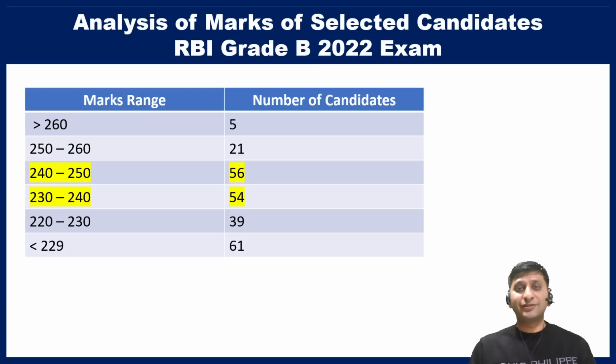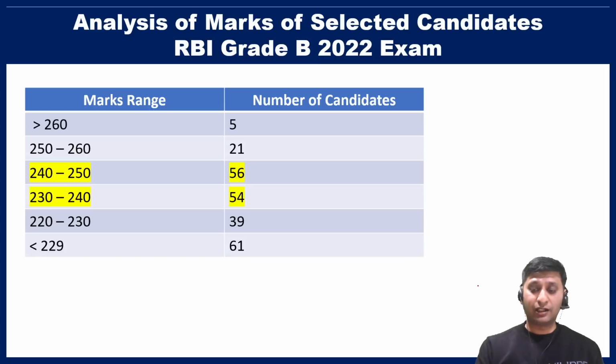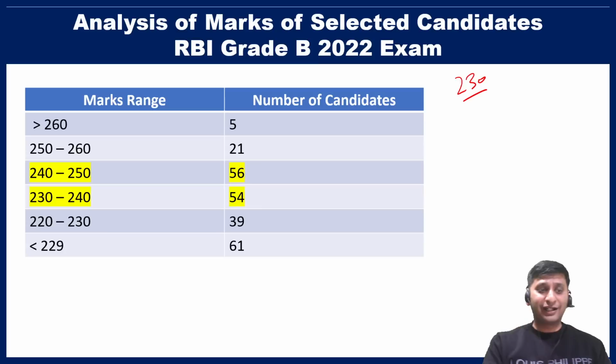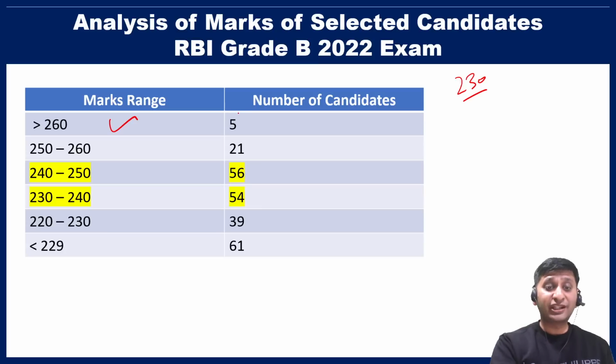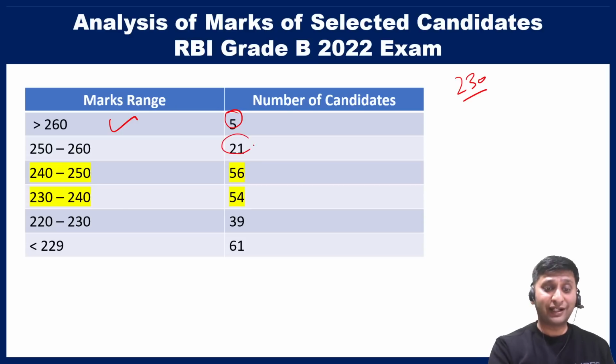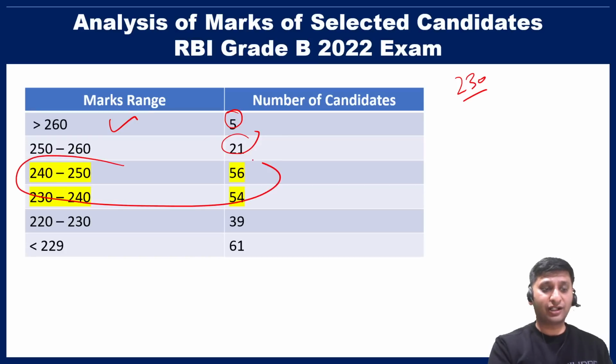Now we will analyze the marks of candidates who have cleared the RBI Grade B 2022 exam. First, I want to discuss the range of marks. So we know the cutoff this year for the unreserved category was somewhere around 230, 232 if I remember correctly. If you see the marks range greater than 260, there were only 5 candidates. Between 250 to 260 there were 21 candidates, and this is the peak competition area, guys.